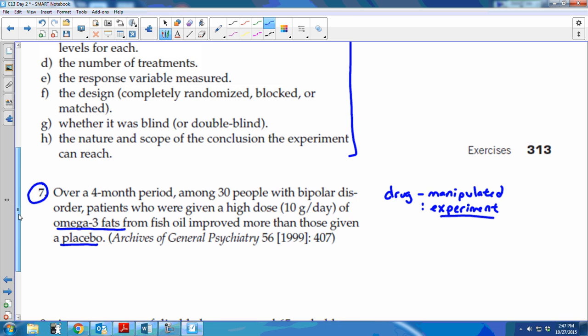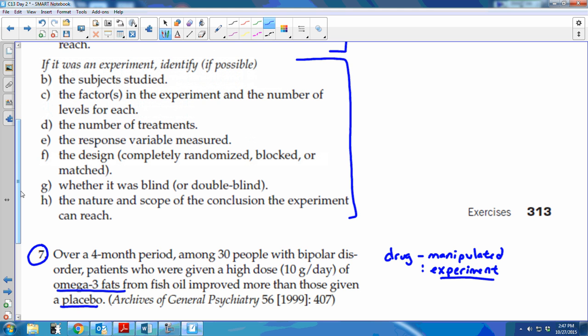Okay, so we're going to go through and answer all these questions right here. Who are the subjects studied? Well, the 30 people with bipolar disorder. Okay, that's who was in the experiment.